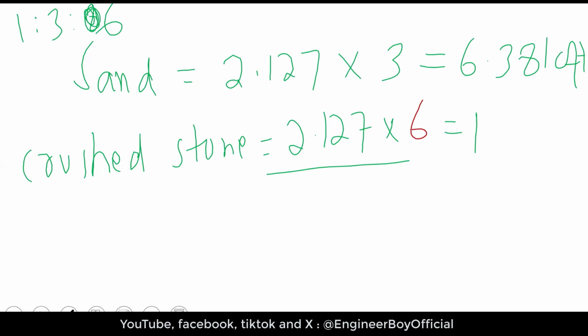So it means that 2.127 times 6, this is actually 12.762 CFT. That's good. So this is known by the material analysis of PCC work. Is it enough, or should I move ahead?